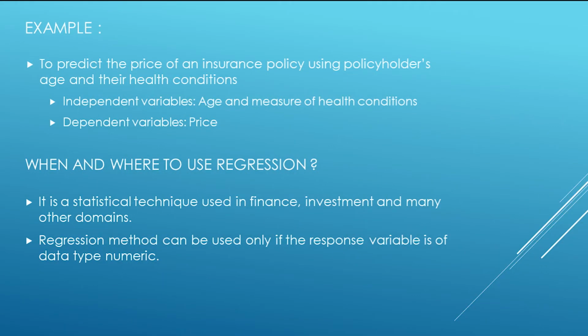For a better understanding of dependent and independent variables, look at the example of predicting the price of an insurance policy using policyholders' age and their health conditions. Here, the dependent variable, as you all know, is price, and the independent variables are age and the measure of health conditions. Now let's move on to when and where to use regression. Regression is a statistical technique which is widely used in fields like finance, investment and many other disciplines as well. And the regression method can be used only if the response variable is of data type numeric.